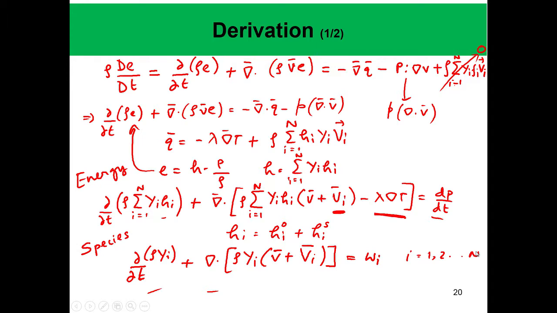Right. Now, what you can do is multiply this equation on both sides by hi0, and then sum over i equal to 1 to n.